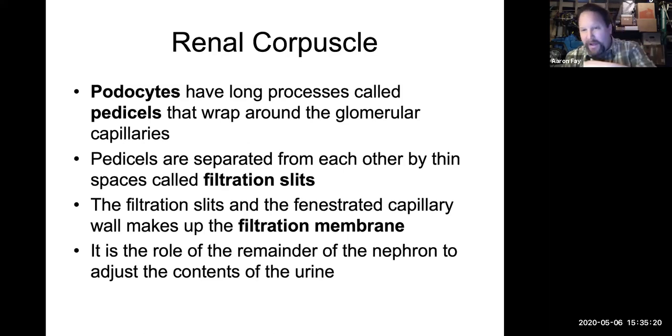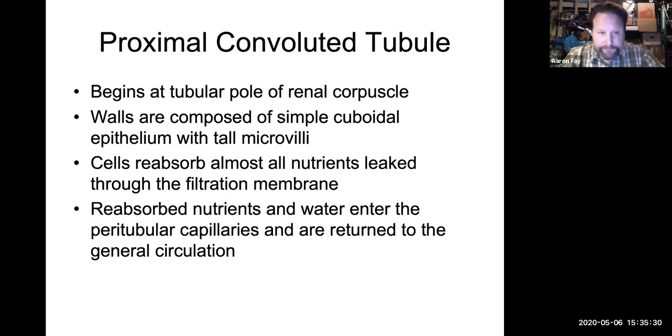The job of the rest of the nephron is to adjust the concentration of the filtrate. Reabsorb what you want to keep, secrete what you don't. So the proximal convoluted tubule begins at the renal corpuscle, ends at the descending nephron loop. Here, you're going to find a simple cuboidal epithelium. So the proximal convoluted tubule is made of simple cuboidal epithelium that have lots of microvilli.